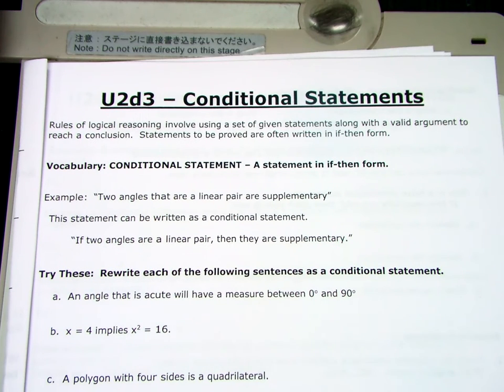All right, Unit 2, Day 3, Conditional Statements. Listen. Rules of logical reasoning involve using a set of given statements along with a valid argument to reach a conclusion. Statements to be proven are often written in if-then form. So all the sentences we're going to be writing for the next few days, most of them will be in what's called if-then form. That is called a conditional statement. So if a condition happens, then there's a result. Kind of like in science.